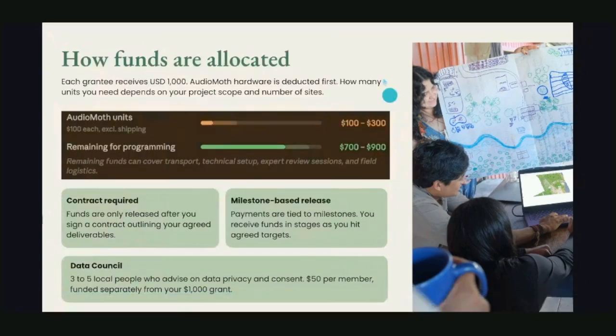And Sakwa, this is how the funds will be allocated. The 1K will include the financing of the AudioMoth. One AudioMoth is 100 each now, so if you need one or two or three, it depends. And then the remaining you can use for programming. Right. Any other questions for now?